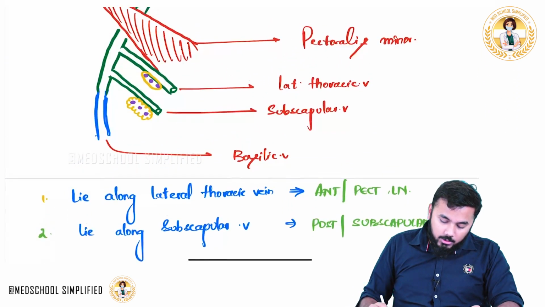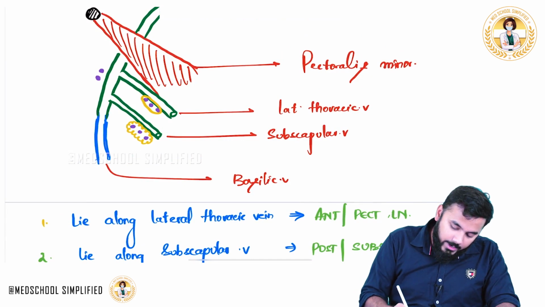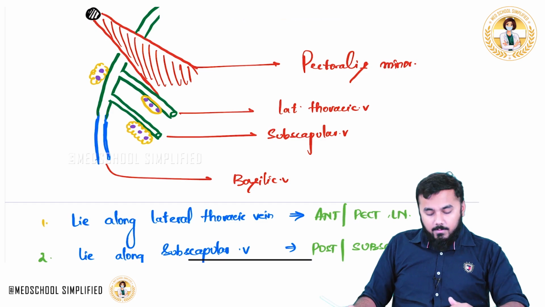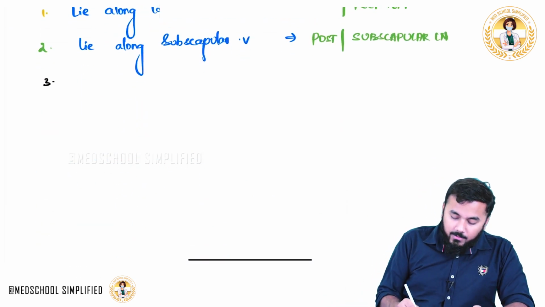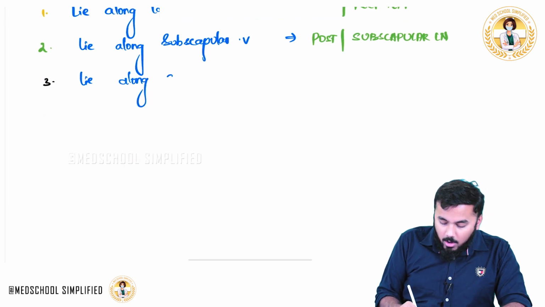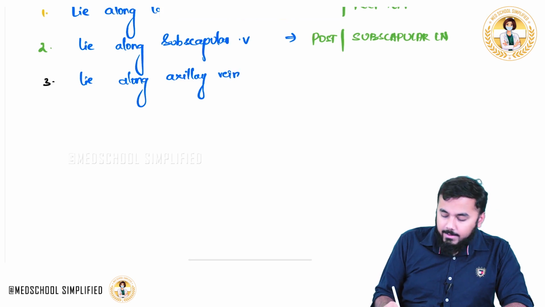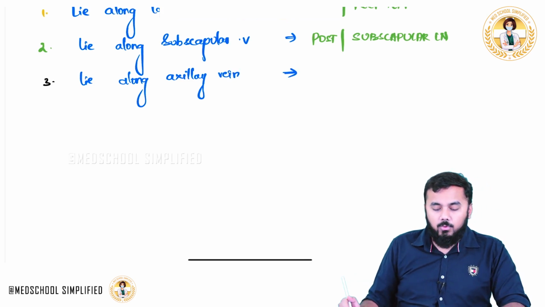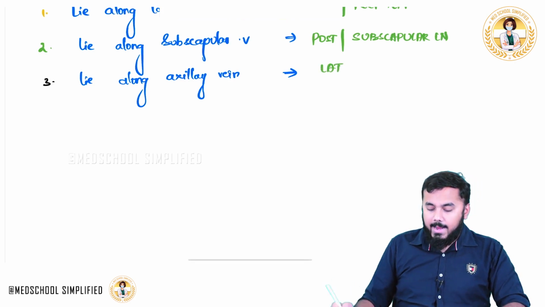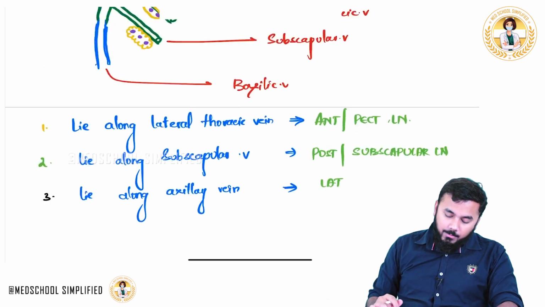Third important thing. The third group of lymph nodes will lie here, right? So where are they lying? They are lying along the axillary vein. So this third group of lymph nodes lie along the axillary vein, and they are called the lateral group of lymph nodes. Okay? Right.